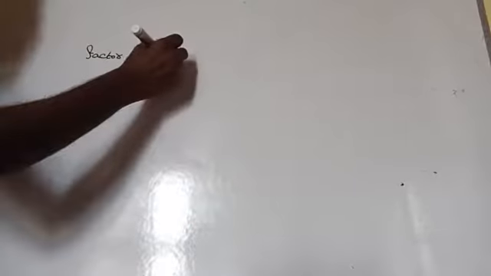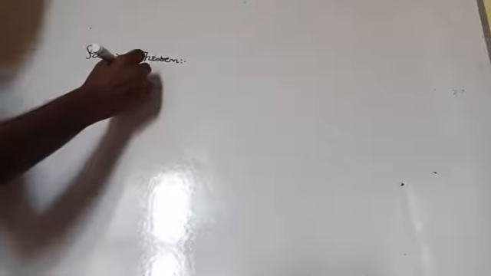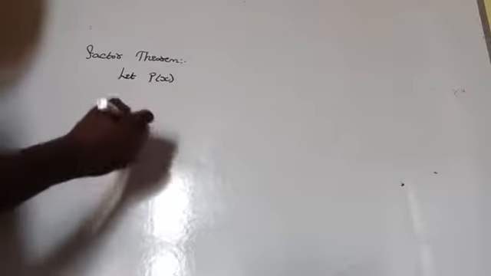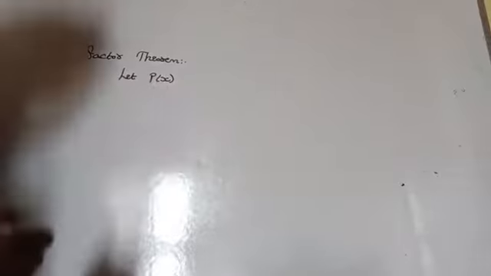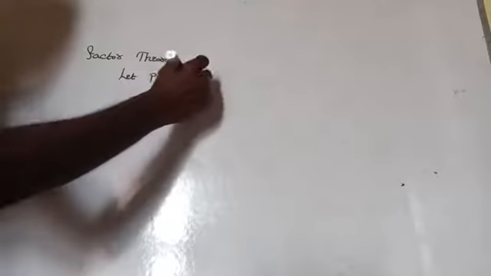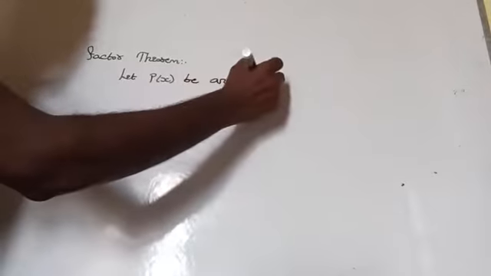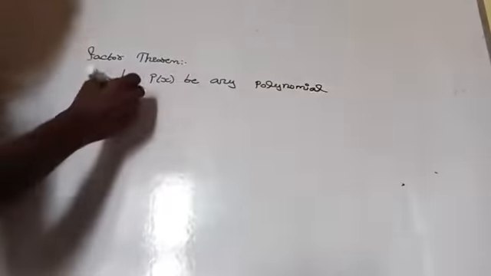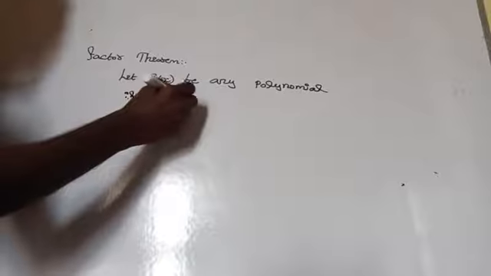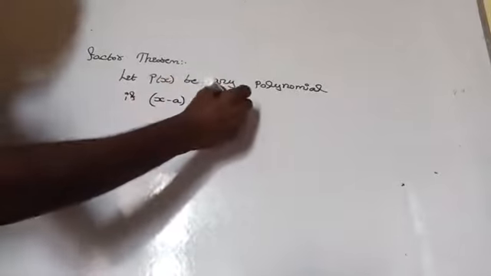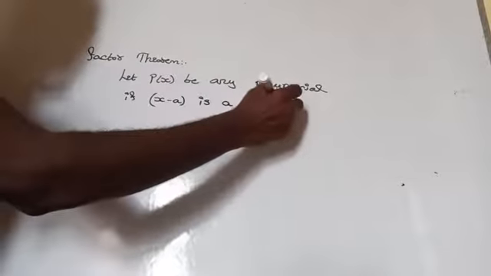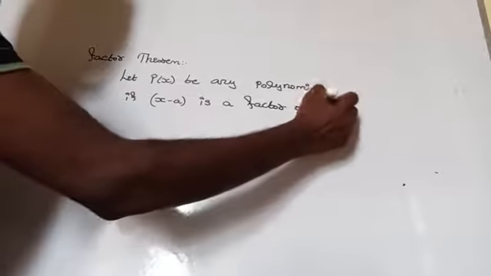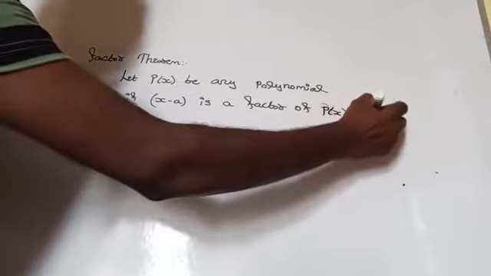So today we will start from factor theorem. Let p of x be any polynomial of degree n greater than or equal to 1. If x minus a is a factor of p of x, then p of a equal to 0.